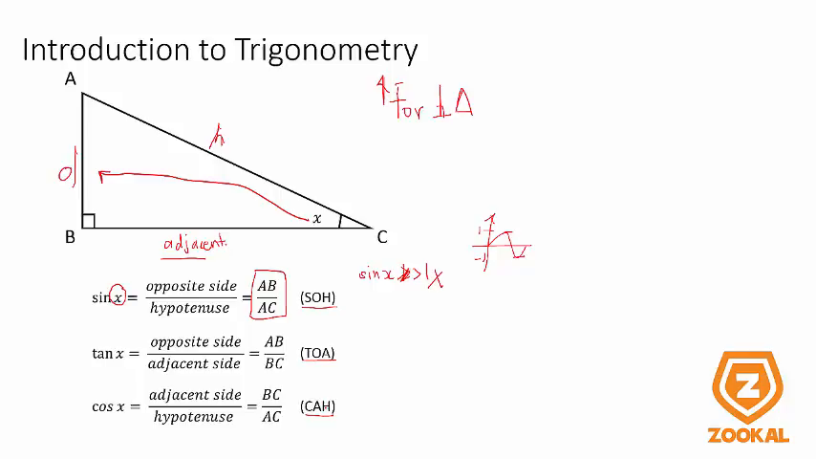Okay, so it's important to know which angle you're looking at, and then you have to identify accordingly your opposite side and your adjacent side. Hypotenuse is always the longest side of the right angle triangle itself. So it's important that you recognize your opposite side and adjacent side properly.